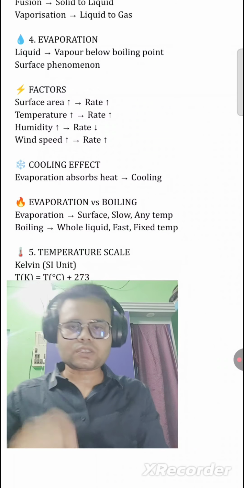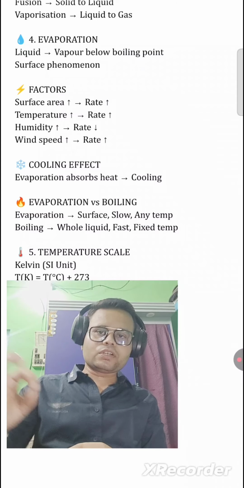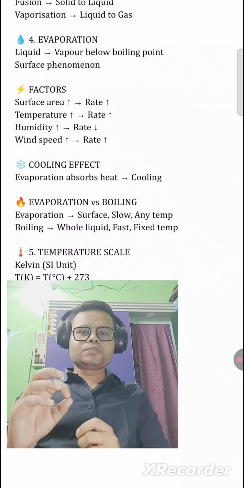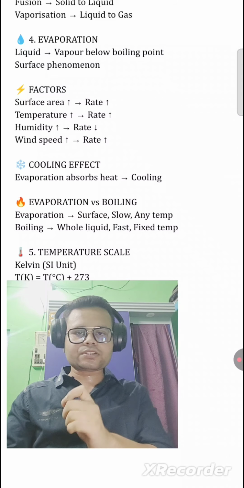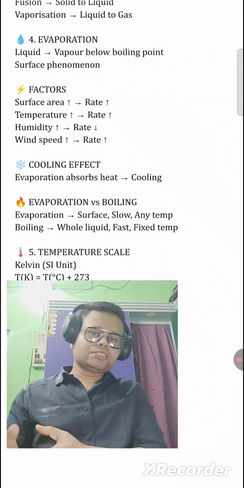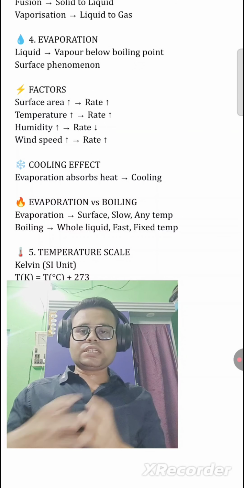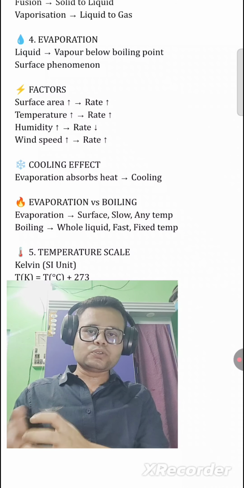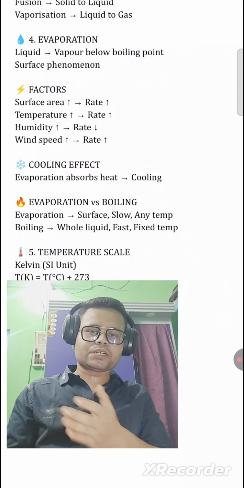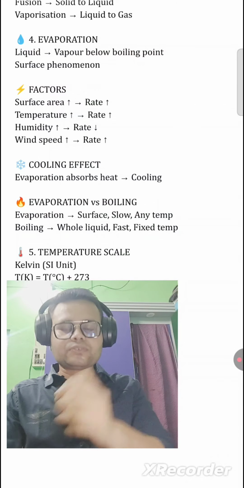Next, the cooling effect. What do we mean by the cooling effect? Evaporation absorbs heat, and this causes cooling. So you can say that the cooling effect of evaporation comes from absorbing heat.